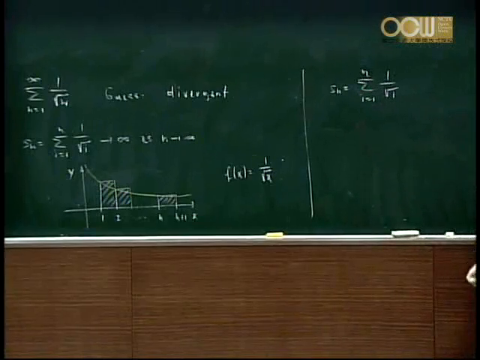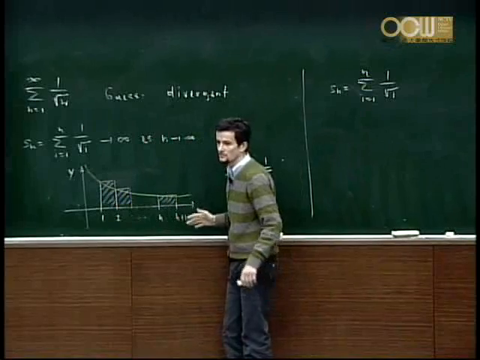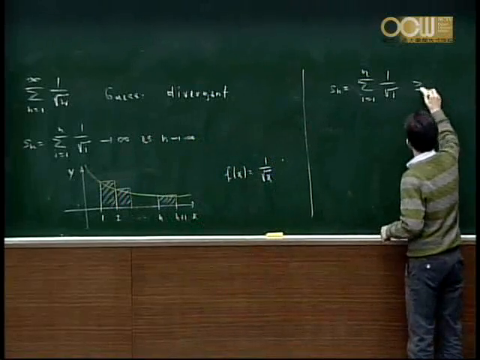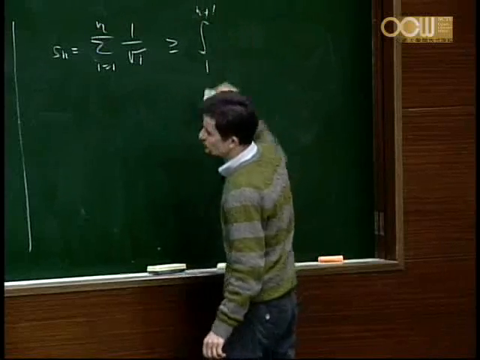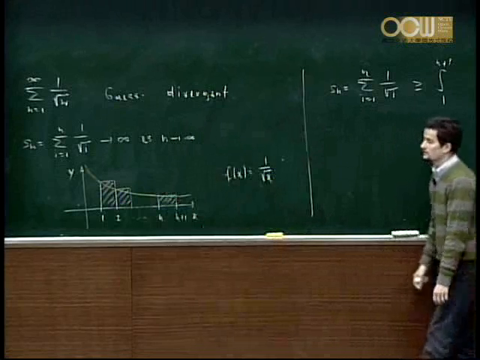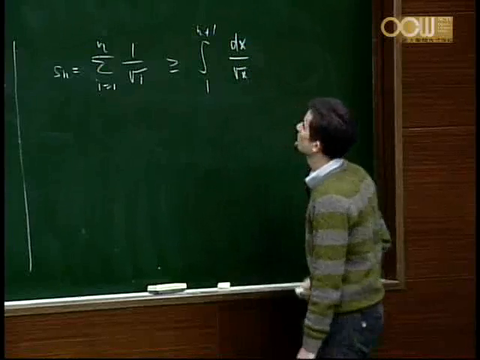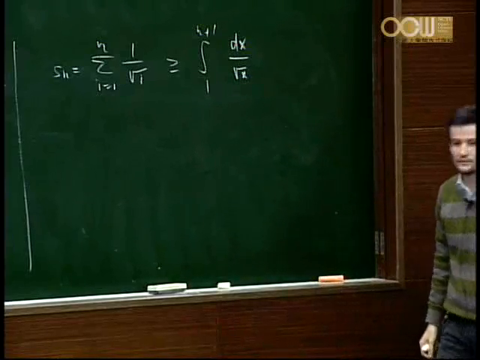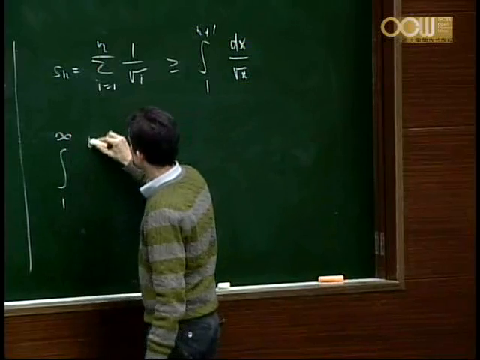But the advantage now, if you look at things like this, is that from the integral you get a lower bound. You see that this is larger or equal than the integral from 1 to n plus 1. So you integrate from here to here, the area below the function, dx. We remember that last semester we looked at this integral.